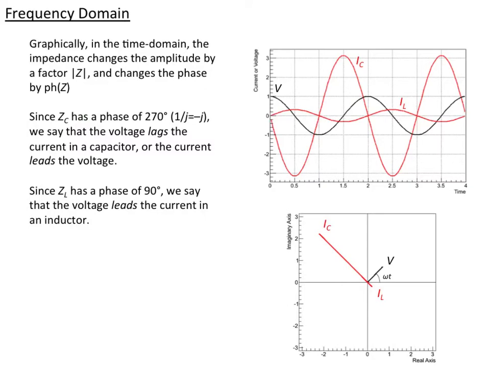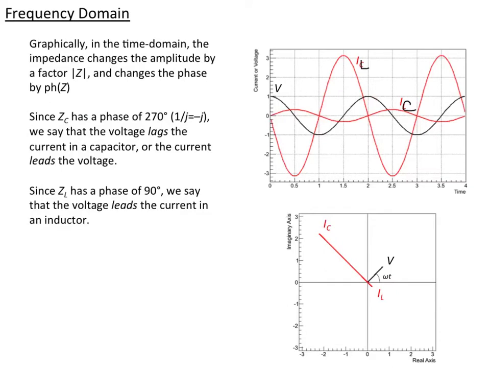And I see that I have a mistake here. This should be I_C and this should be I_L. And so if here is the peak of the voltage, the peak of the capacitor current comes a little bit later. The inductor has a phase of 90 because it has a factor of j in it, and so it's a little ahead. So if here is the peak of the voltage, the peak of the inductor current happens a little bit early.